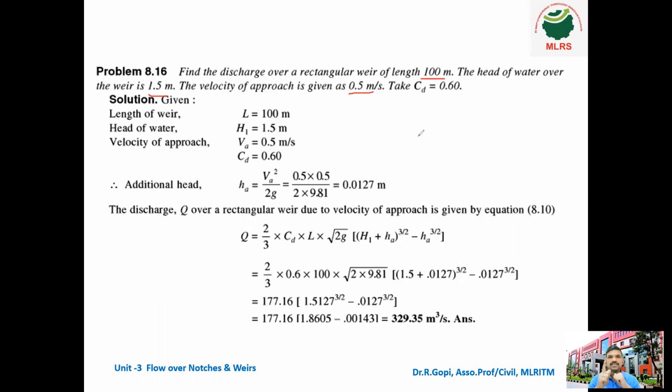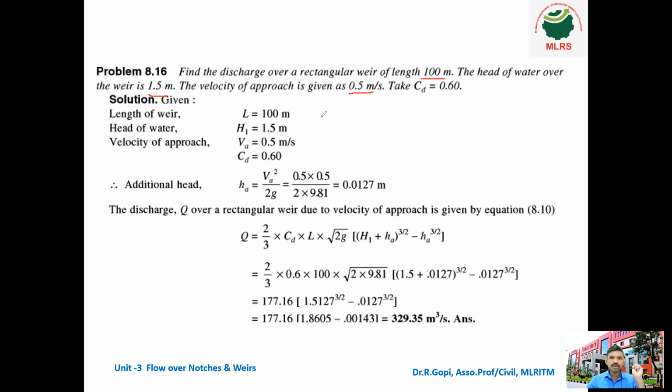Listen, students, in this question the velocity of approach is given directly. That means VA is given. In the previous problem, we calculated VA using the discharge, but in this problem they directly give VA. So this problem is very simple. Take CD equal to 0.6. Now write down the data given: length of the weir is 100 meters.